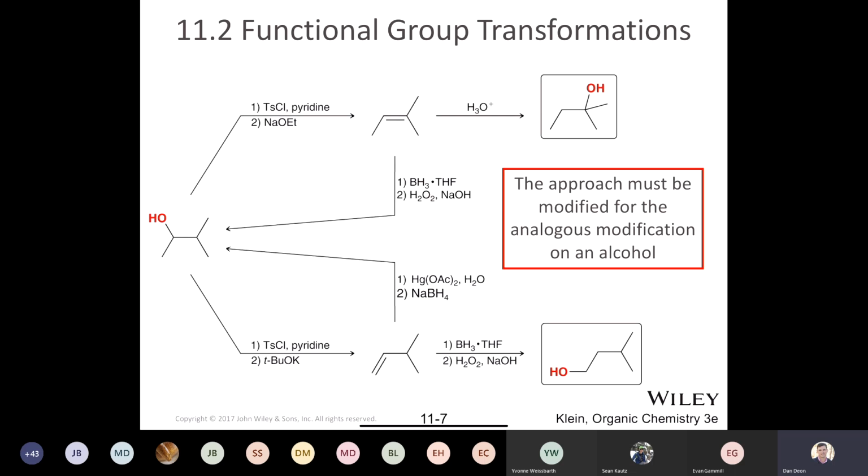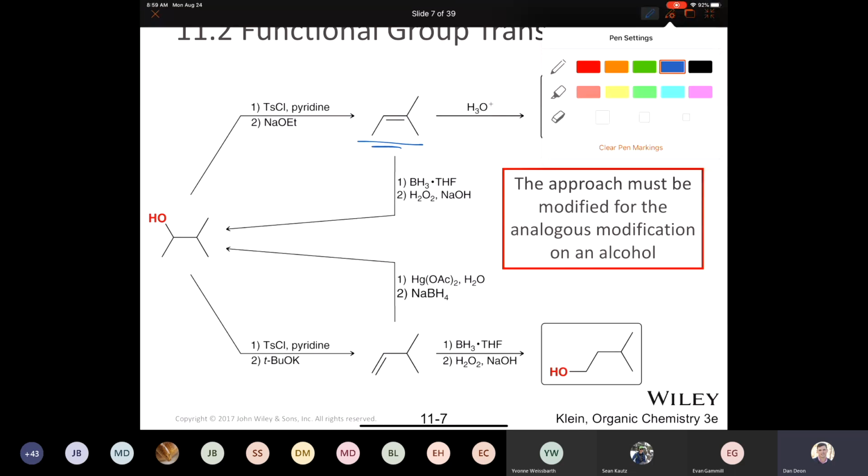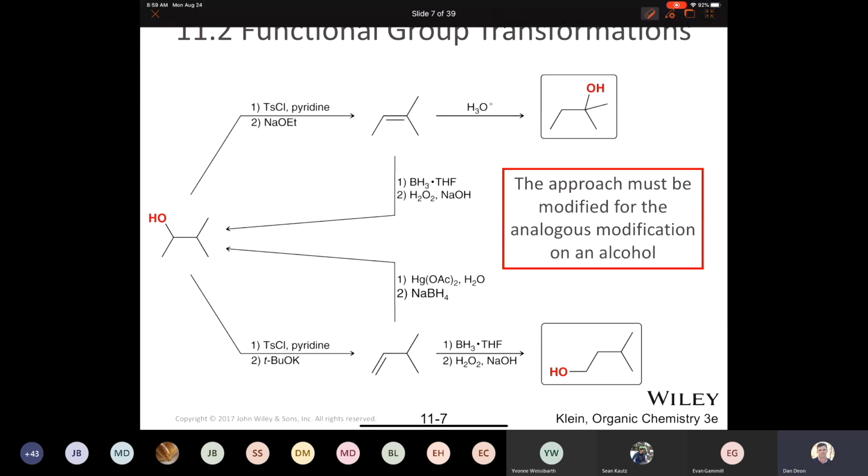Next, functional group transformations, thinking about a hydroxyl that's highlighted in red here on the far left. Everybody knows what an alcohol is, but an alcohol is not a good leaving group. What if I wanted to do an elimination to make this alkene shown down here? Well, the first thing I'm going to have to do is convert that alcohol into a good leaving group. And how do I do that? I use tosyl chloride, TsCl, and pyridine. And after that first step, you end up with this molecule.